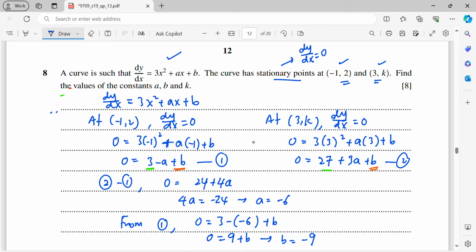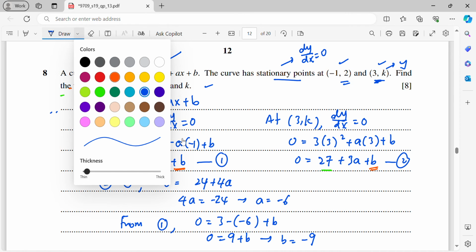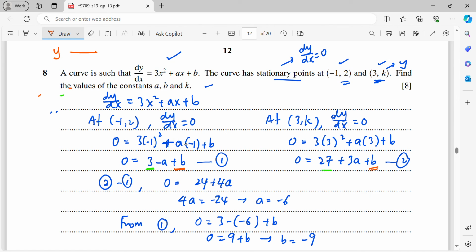Now, to get the k, okay, k is the y coordinate. This is the y coordinate of the point. So now I need to find out what my y is first. Now, for your information, if you are given y, to get dy/dx, you differentiate. Now you are given dy/dx to get y, that is a reverse process. Therefore, this is integration.